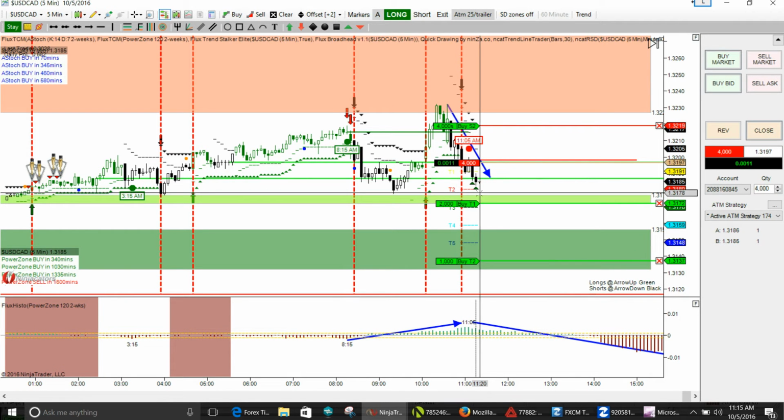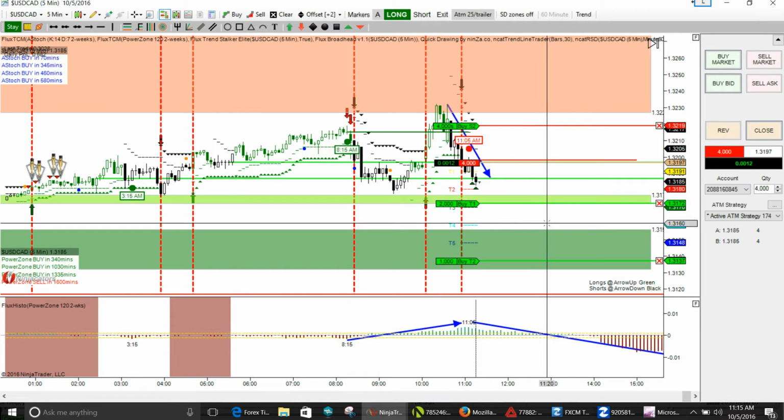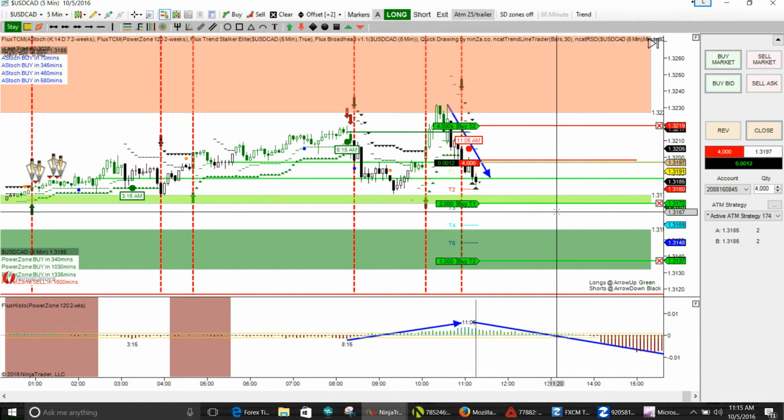We got some little warning here with the broadhead. It is going to print soon, and we're going to get a pullback, so maybe I can get a better entry on some of my other platforms that I'm in if I'm not in that particular trade.